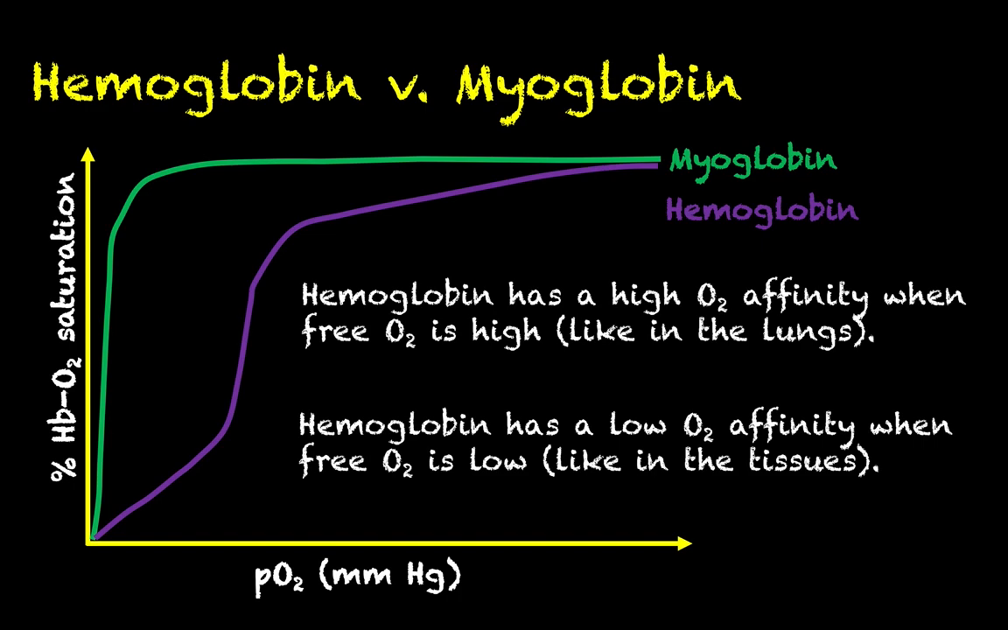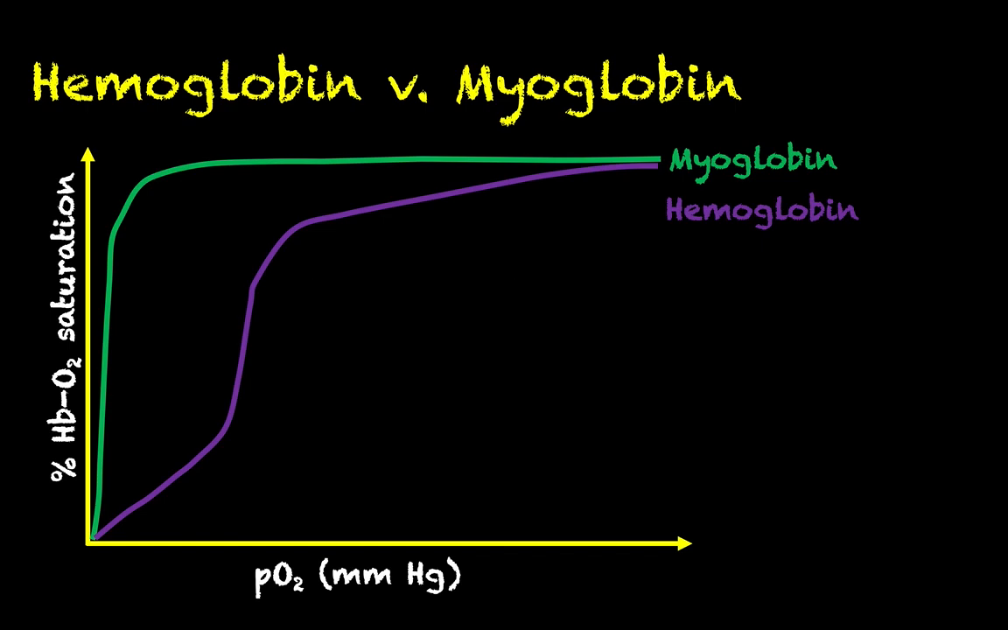So what this allows hemoglobin to do is when it passes through the pulmonary capillaries in the lung, it binds to oxygen with high affinity and can now carry it throughout the body. But when hemoglobin reaches the systemic tissue capillaries where oxygen is much lower, hemoglobin can let go of oxygen and efficiently deliver it to cells that are actively going through cellular respiration.